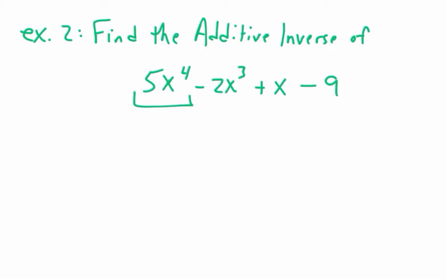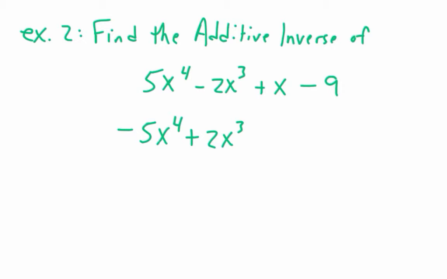Or to get down to 0, Drew, you could subtract 5x to the fourth. If you have a positive 5x to the fourth, you could subtract 5x to the fourth and you'd be down to 0. So the inverse of that 5x to the fourth is going to be a negative 5x to the fourth. If you wanted to cancel out a negative 2x to the third, you would add 2x to the third.